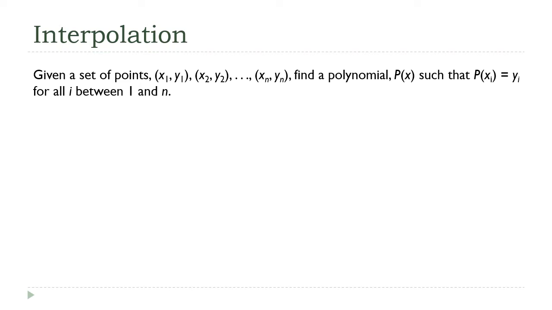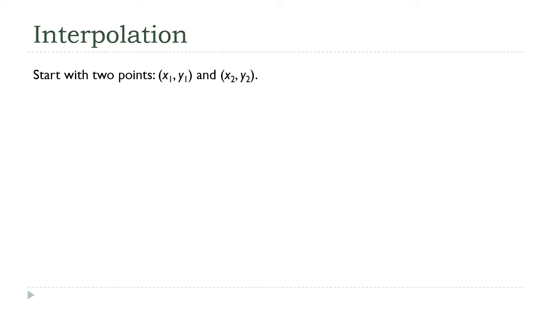So here's how we're going to do this. First, we're going to start off with a simple case. Let's say, just for now, that we only have 2 points. We're going to come up with a method for doing this, and then it'll be pretty easy to extend this to a larger data set.